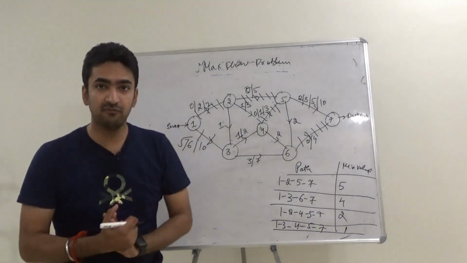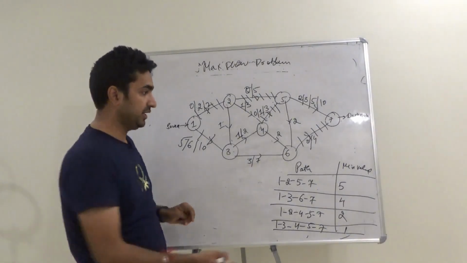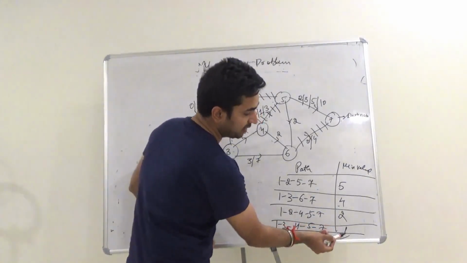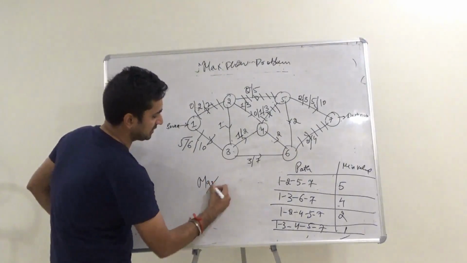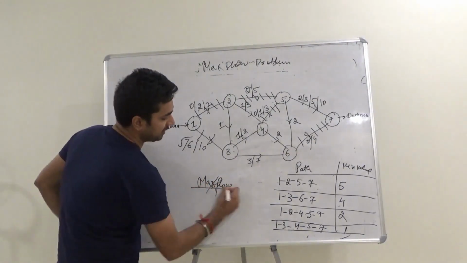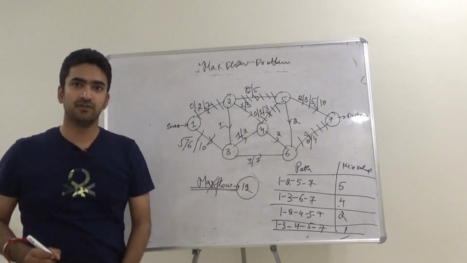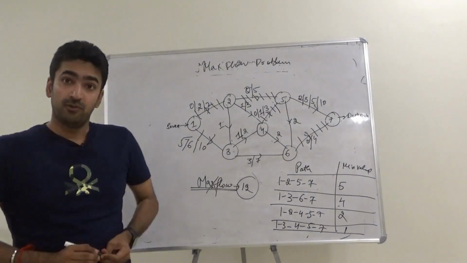So what is the maximum flow? The maximum flow is the sum of the values that you have calculated. 5 plus 4 is 9, plus 2 is 11, and plus 1 is 12. So the maximum flow that can be done is 12. This is known as the maximum flow problem.